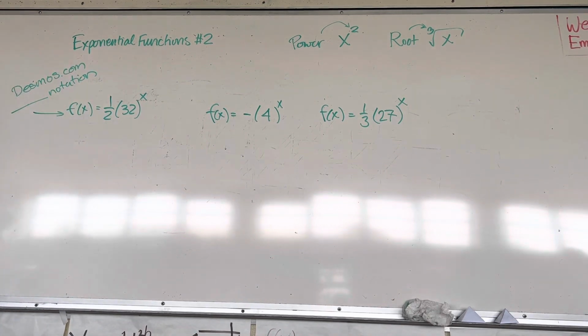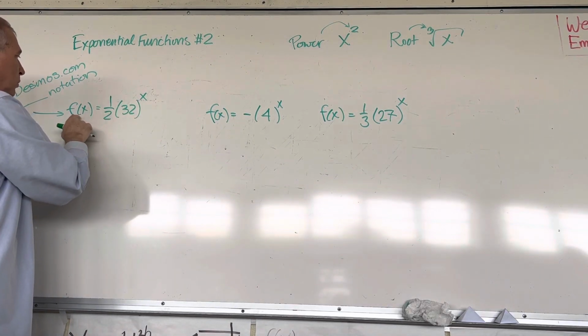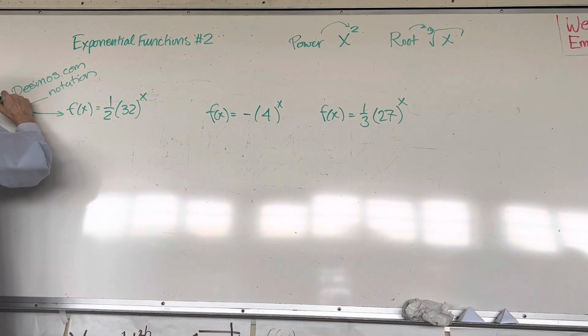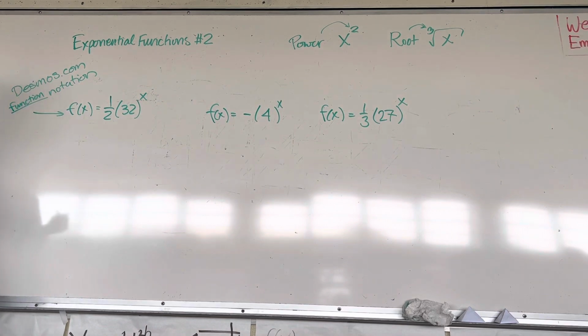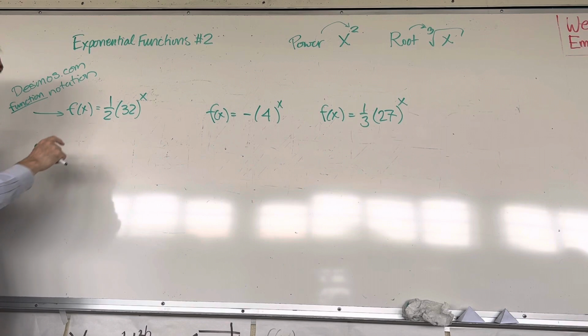Do you know the f of x as opposed to y? So we could have said y equaled this, right? Because it's got a y and an x in it. Or we can use f of x. This is the function notation. Function notation is the f of x. These parentheses are pronounced f of x.